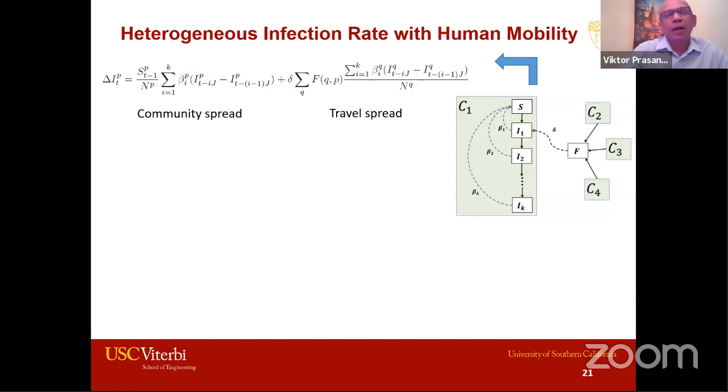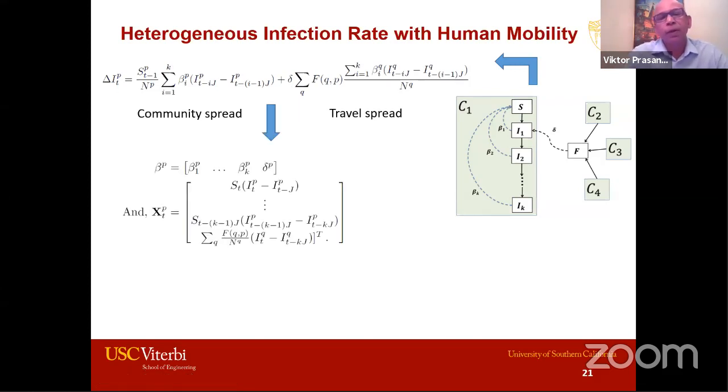The travel spread is captured by this quantity, which says what is the amount of mobility coming from a region Q to region P. We also have another constant, delta, which captures the impact of that mobility on the overall spread in a particular region C1. So we can look at this equation, and there are the parameters, beta of I, in this particular context. P refers to a particular region, and delta is the parameter that was introduced to understand the impact of travel in that context.